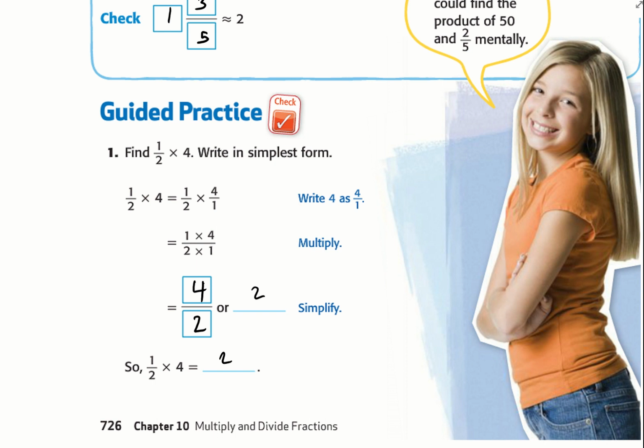So we have 1/2 times 4. So we changed 4 into a fraction, so we have 1/2 times 4 over 1. 1 times 4 is 4. 2 times 1 is 2. So we have 4 over 2, or 4 divided by 2, and this is going to be 2.